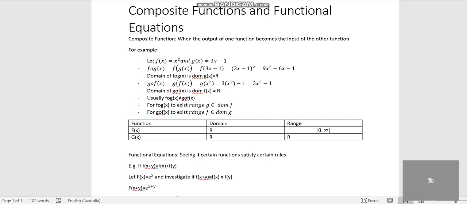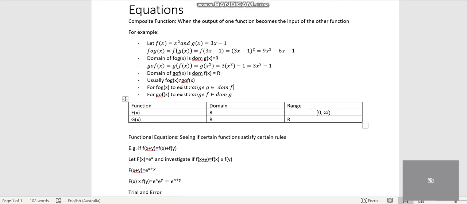For f of g of x to exist, the range of g has to be within the domain of f. That's the wrong notation, but I think you get the idea. And vice versa, for g of f of x to exist, the range of f has to be within the domain of g. If you look at the functions f of x and g of x, the domain is the x values you can take, and the range is the y values you can take. You can see that these rules are satisfied.